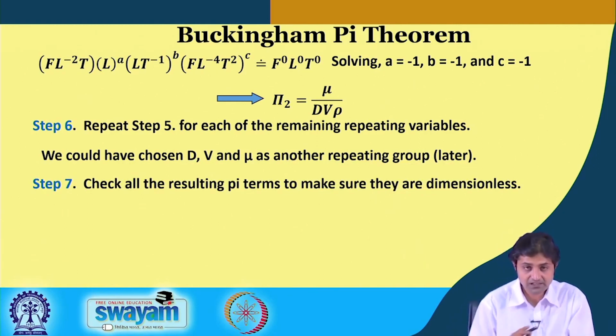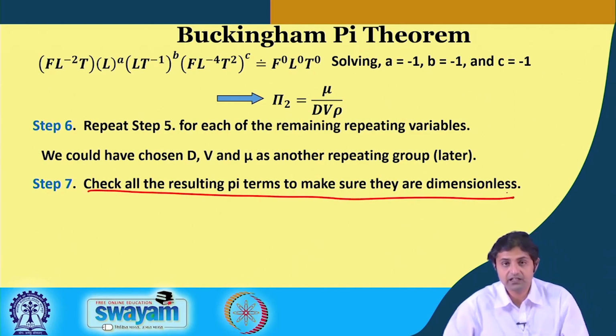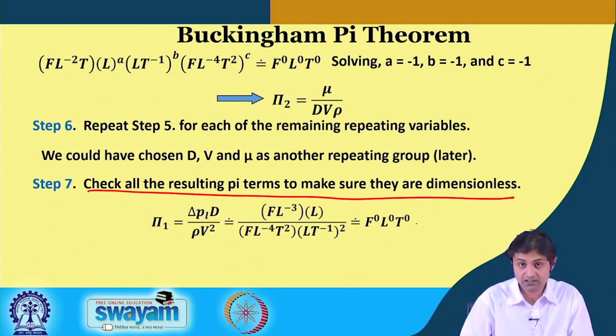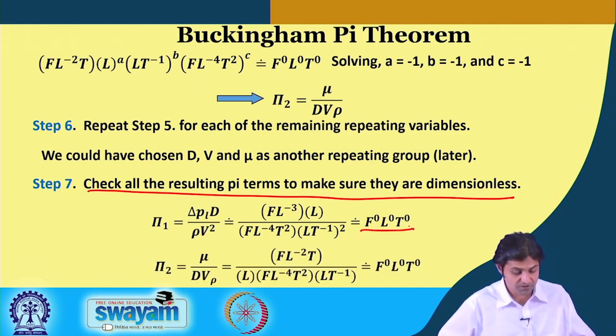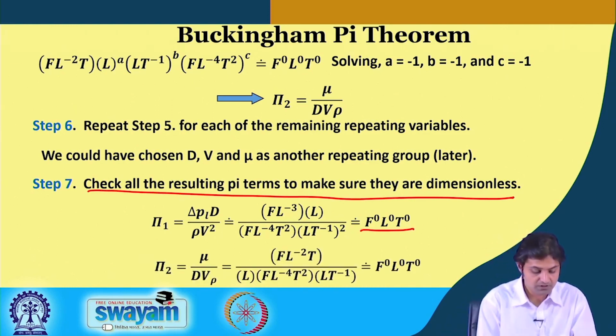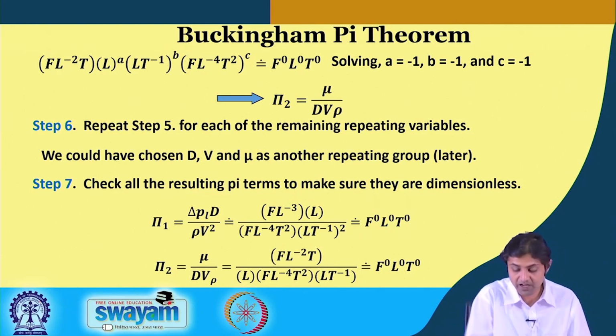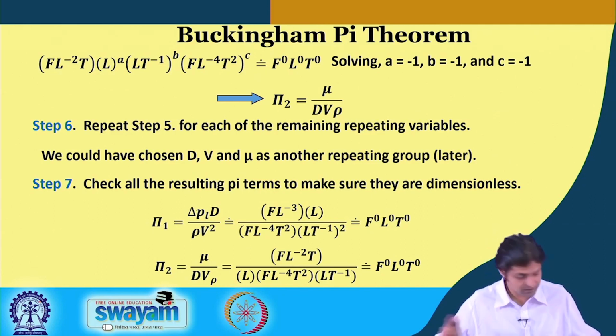Now, step 7 is to check all the resulting pi terms to make sure that they are dimensionless. That is an important step. Here we check again; we actually did the same steps and the same checking of this term in the last lecture. So, we can see pi 1 is f to the power 0, L to the power 0, t to the power 0, and similarly this is also 0. This is step 7. So, both pi 1 and pi 2 are dimensionless.